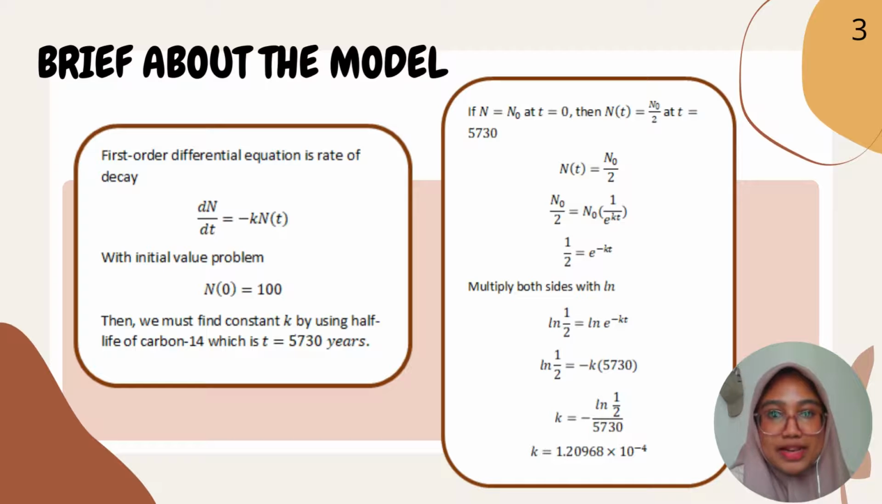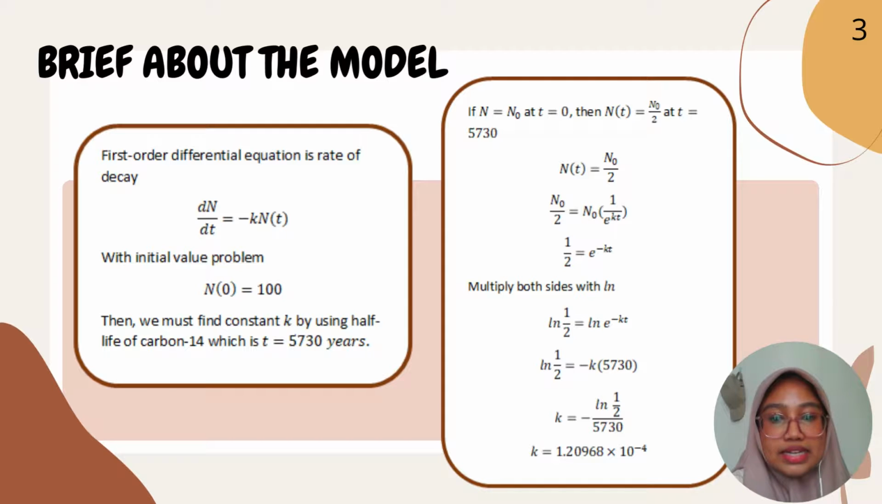Assalamualaikum, my name is Nurul Amaina. So today I will talk about our model. Our model is the first order differential equation, which is the rate of decay, dN over dt equal to negative kN. k is the rate of radioactive decay, and N is the number of atoms left at time t, with the initial value problem, which is the initial amount of carbon atoms equal to 100.